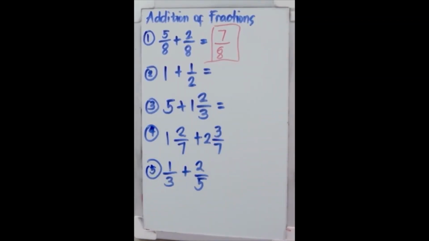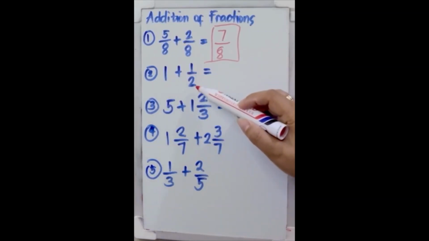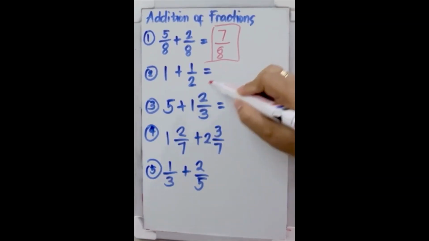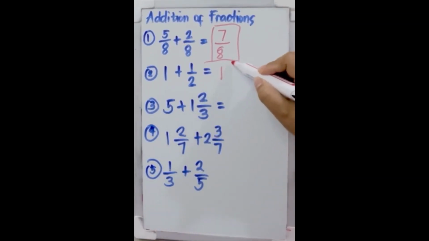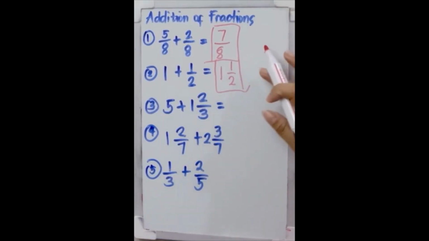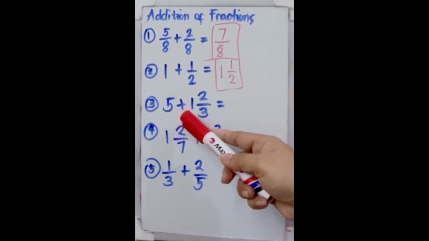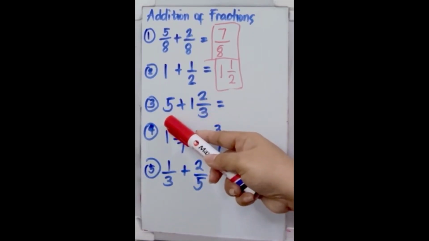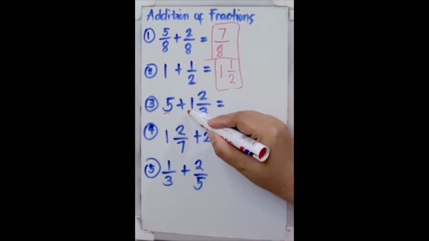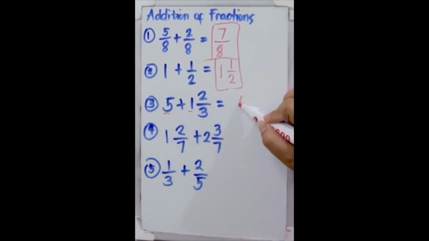Now for number 2, we have here 1 plus 1/2, a whole number plus a fraction. So we will just combine the two of them, so that's 1 and 1/2. So this is for number 2. We have here 5 plus 1 and 2/3, so this is a whole number plus a mixed number. We will add the whole numbers first. 5 plus 1 is 6, plus 2/3. So we have 6 and 2/3. This is our answer for number 3.